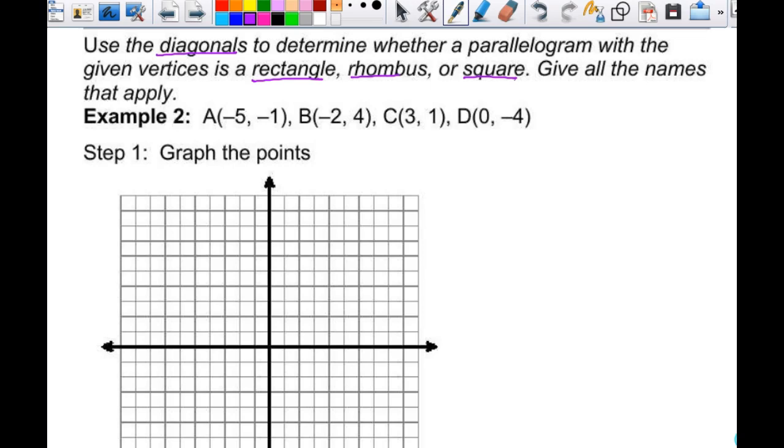Get off the table. Then what if I said give all the names that apply? Would rectangle be in the list? Yes. Okay, so just make sure, again, you're getting the right one.